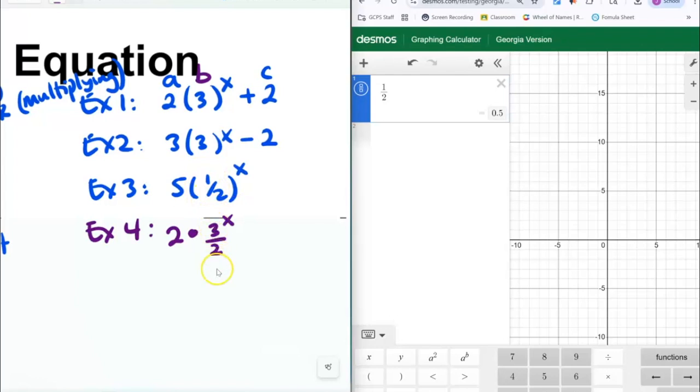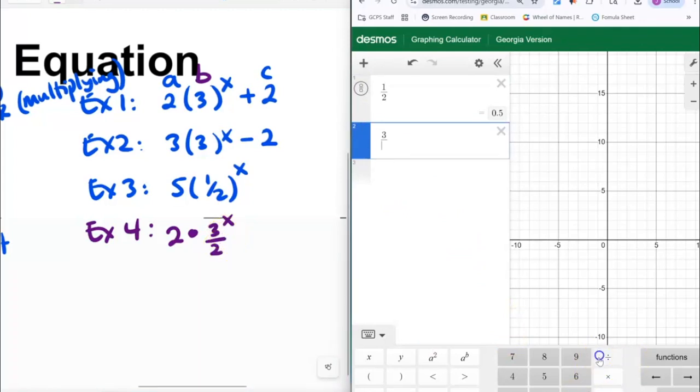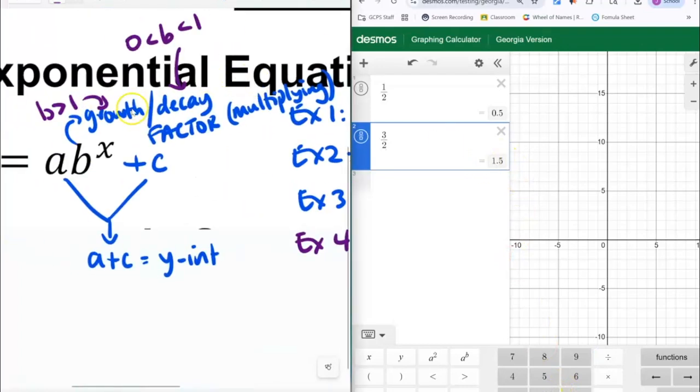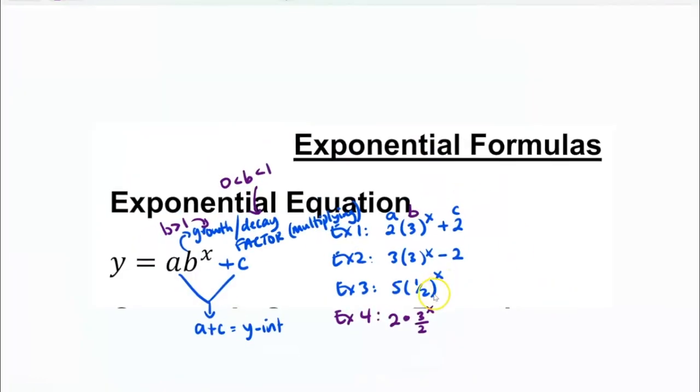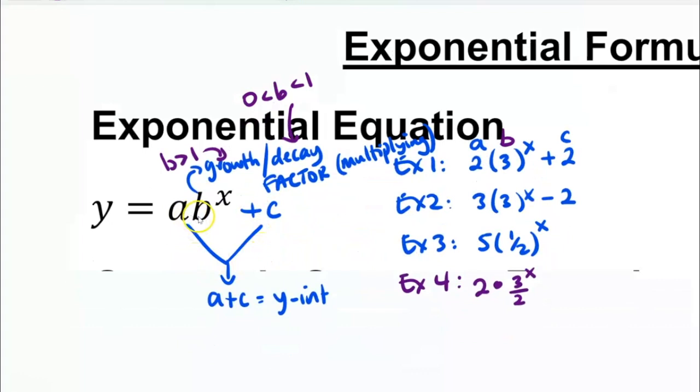Let's take a look at one more. So I have 3 over 2. Again, if you are not sure, you type it into decimals. That's 3 divided by 2. And look at that number, it's 1.5. So now your question is, is 1.5 greater than 1, growth, or between 0 and 1, decay? 1.5 is definitely greater than 1, therefore it is growth. So this is showing exponential growth as the factor. And again, the factor is B. That now explains what A, B, and C is.